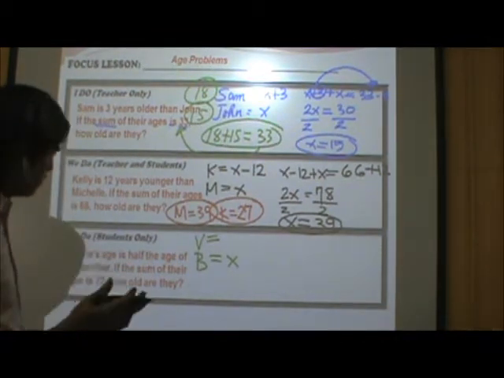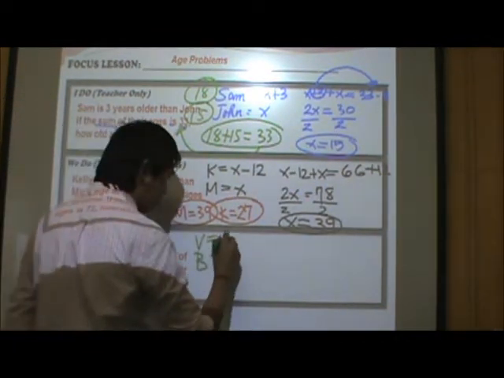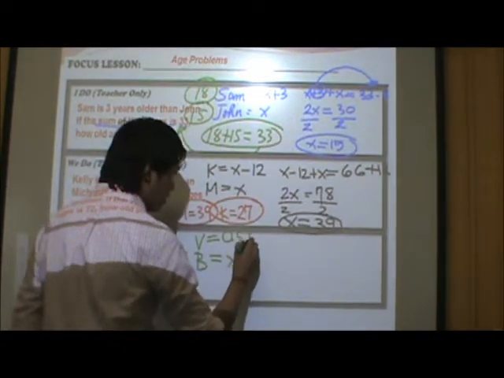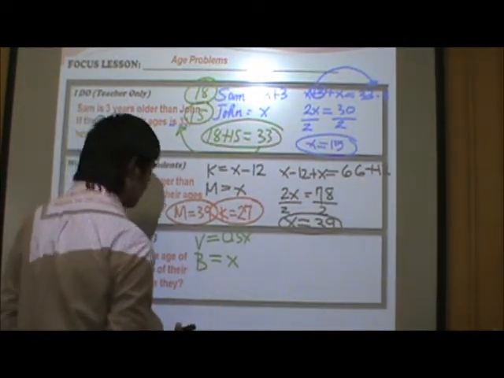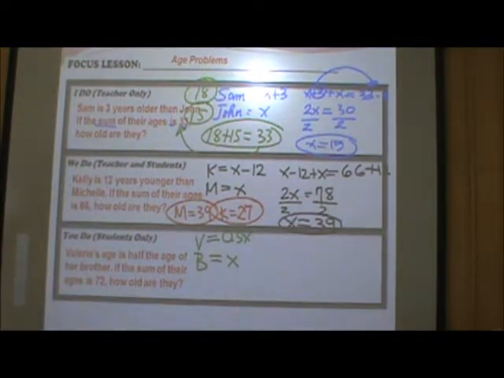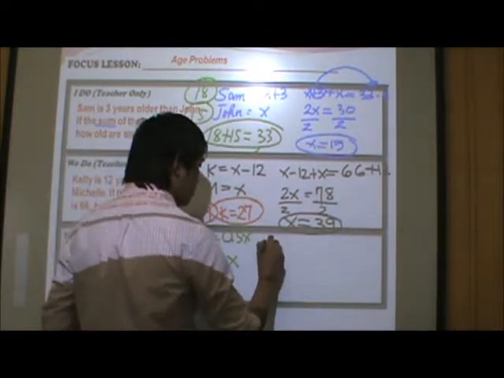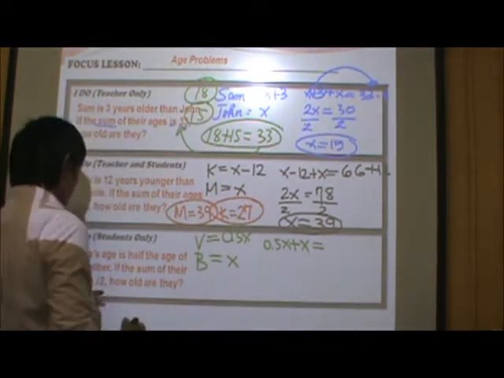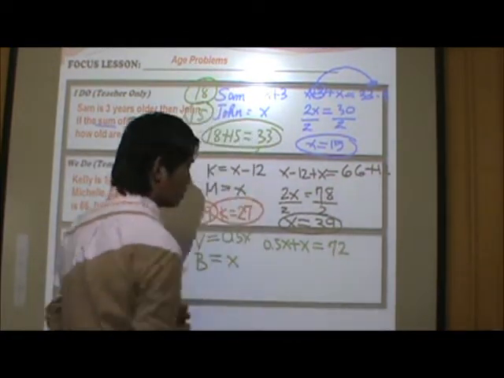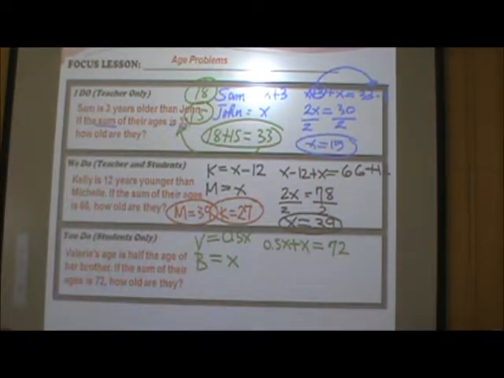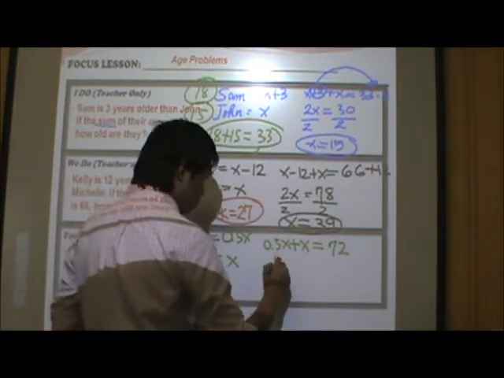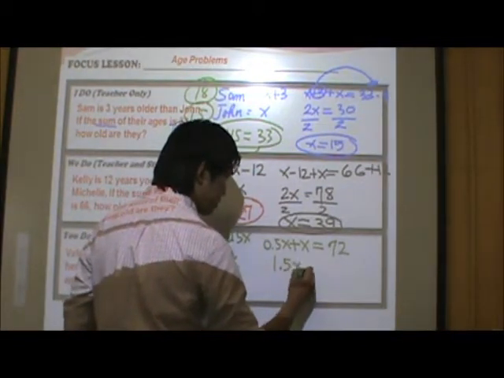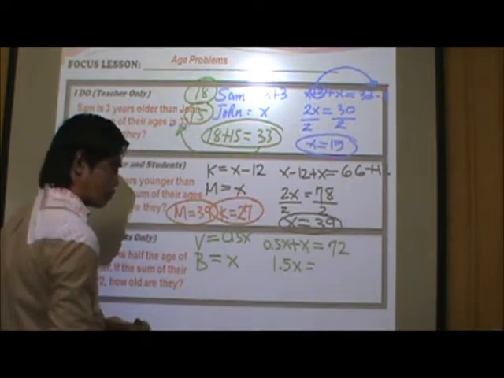Once again, if you hate fractions, we can always use 0.5. So 0.5 of her brother's age. Here we go. But the sum of their ages is 72. So if we add them together, 0.5X plus X equals 72. So 0.5X plus X should be 1.5X equals 72.